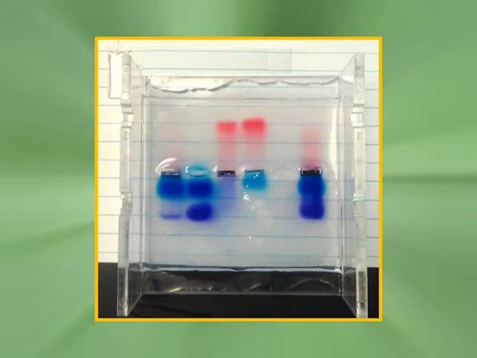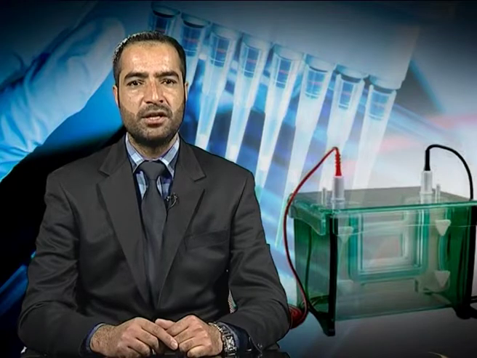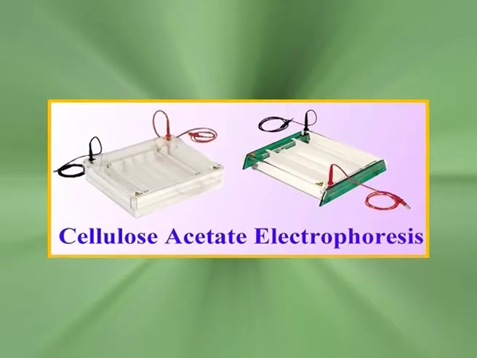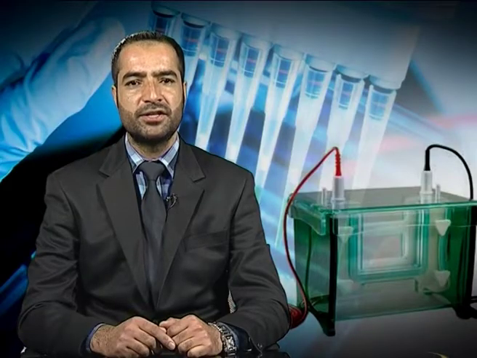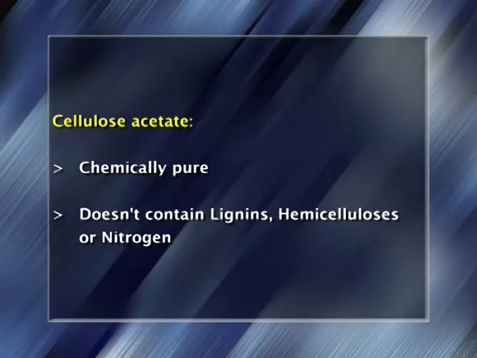Although paper electrophoresis is still the choice for routine fast diagnostic analysis, the resolution of a given protein might suffer because of substantial adsorption on paper. This disadvantage of paper is completely taken care of if cellulose acetate strips are used instead of paper. Additional advantages of cellulose acetate are: it is chemically pure, it does not contain lignins, hemicelluloses or nitrogen.